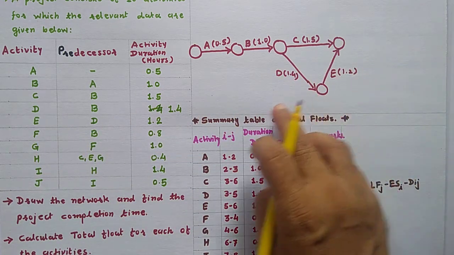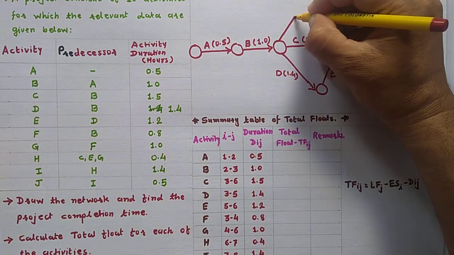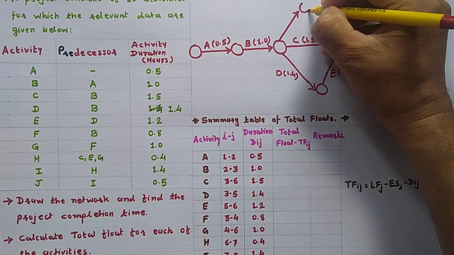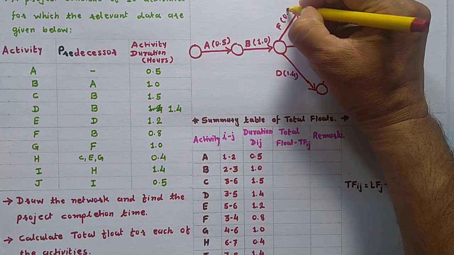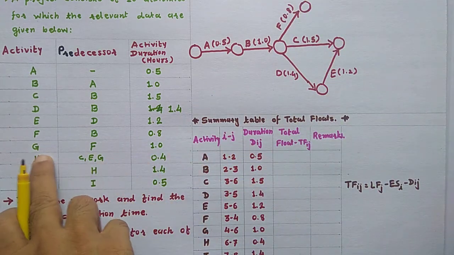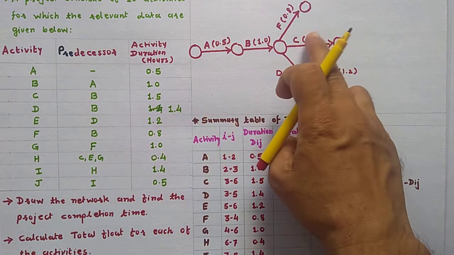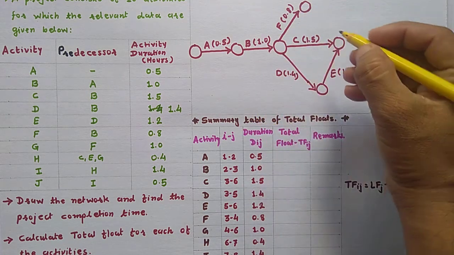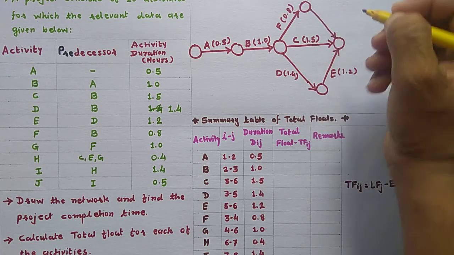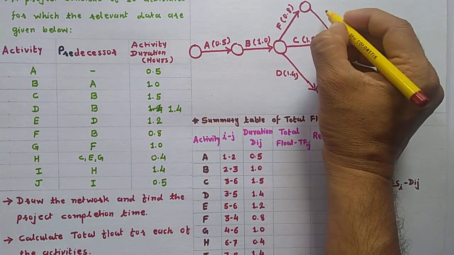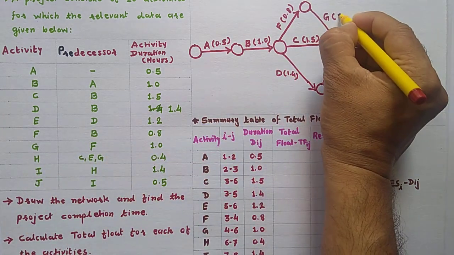Then activity F, predecessor B. So this is activity F and duration 0.8. Then activity G, predecessor B, and again keep in mind C, E and G will merge in one event. So I will draw the activity G which will merge in this event. So this is our activity G and the duration of G is 1.0, means 1 hour.